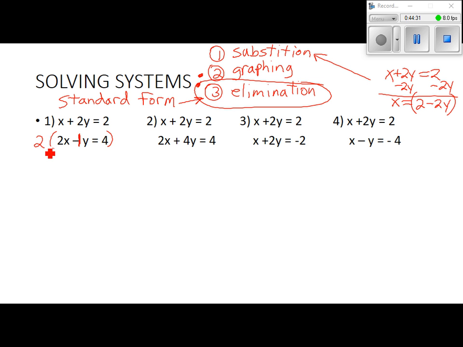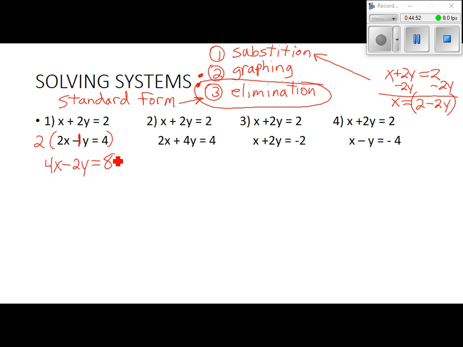Everybody sort of remembering this? What's 2 times 2x? 4x. You've got to make sure you multiply the 2 times that whole equation. What's 2 times negative 1y? Negative 2y. And then what's 2 times 4? 8. And then you can add, right?